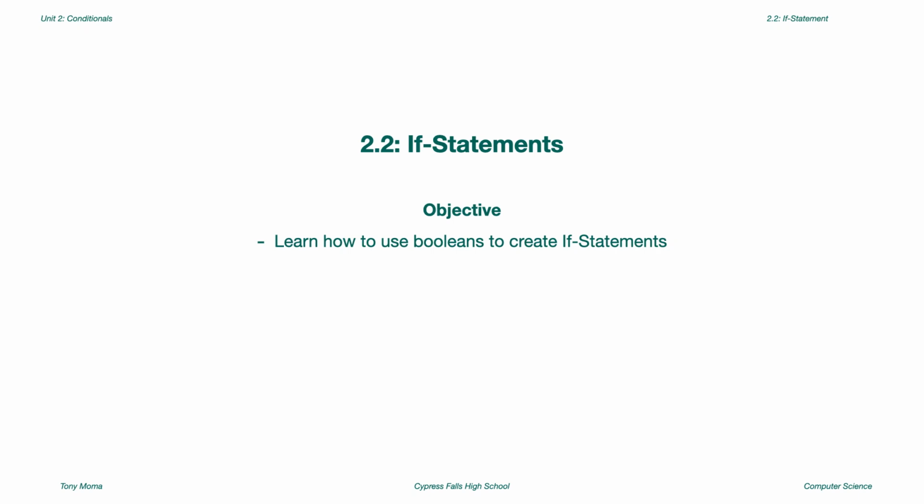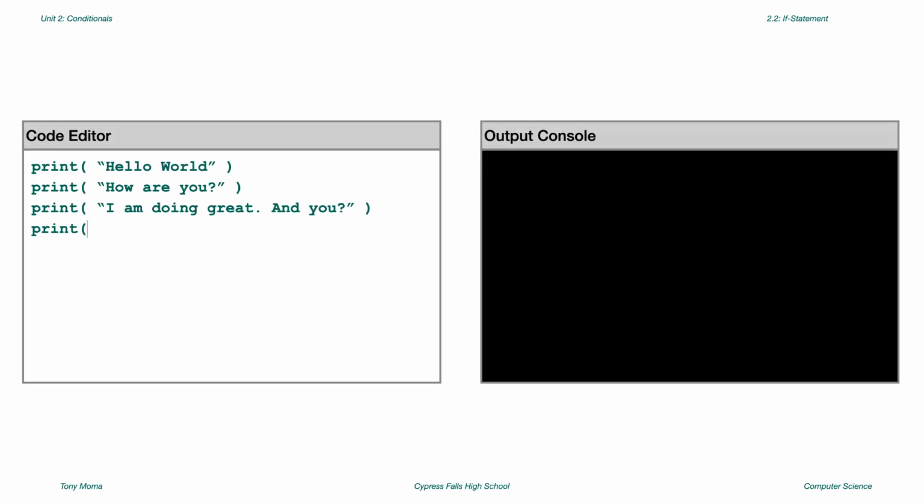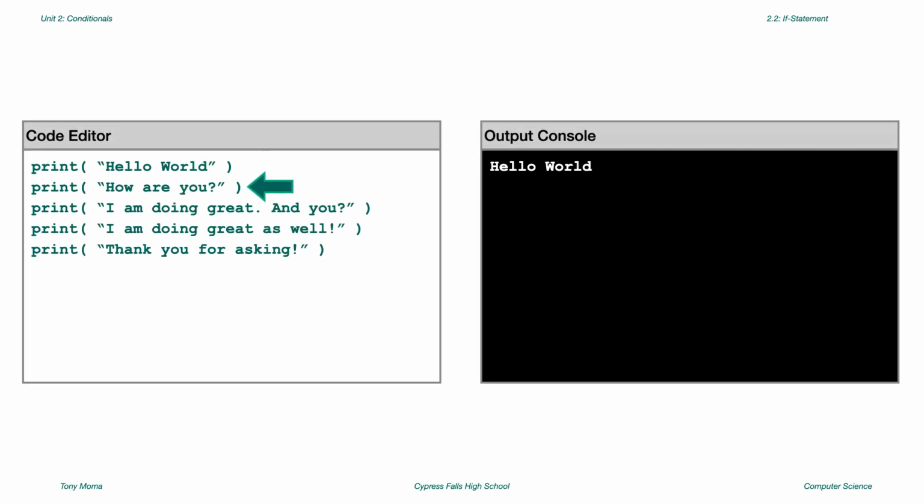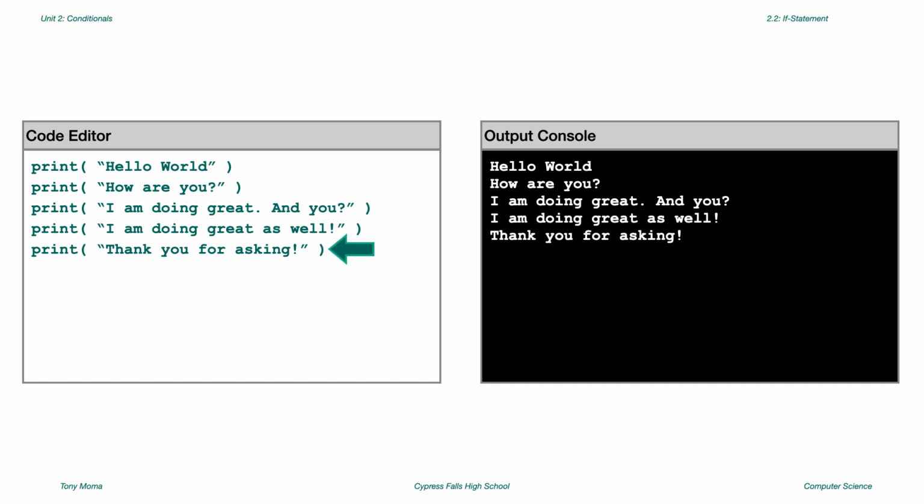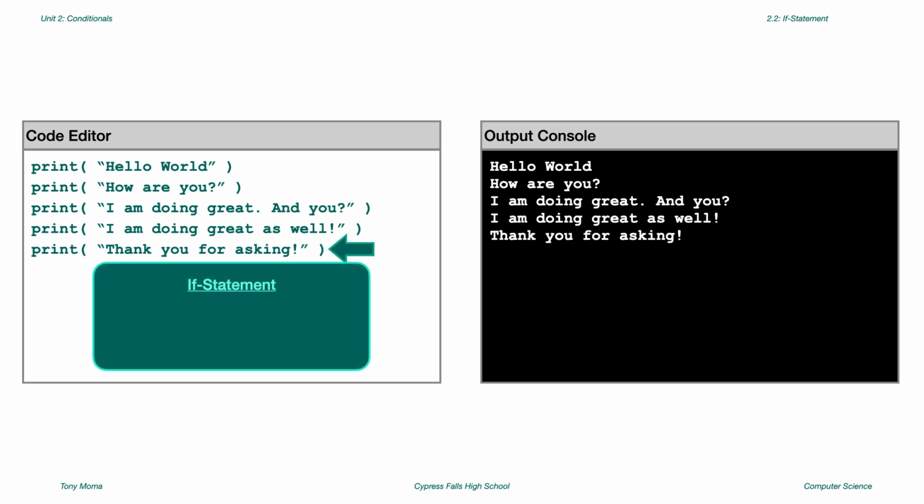If statements. In this video, we will learn how to use booleans to create if statements. So far in this course, we've worked only with sequential statements, which are statements that get executed exactly once in the order that they are written. In this video, we will introduce the if statement, which is a construct that executes a set of conditional statements only if a certain condition is true.